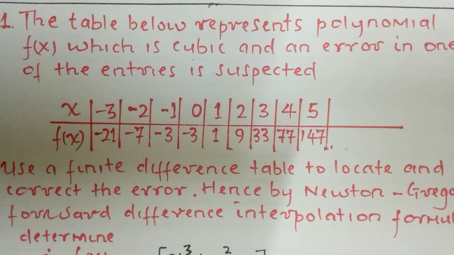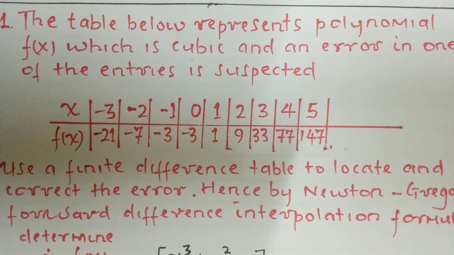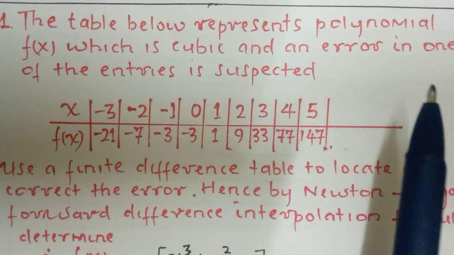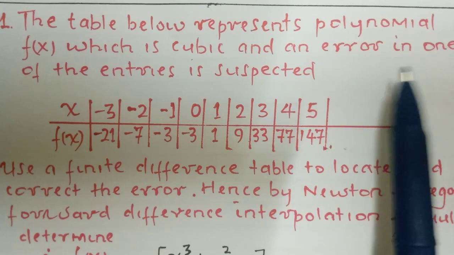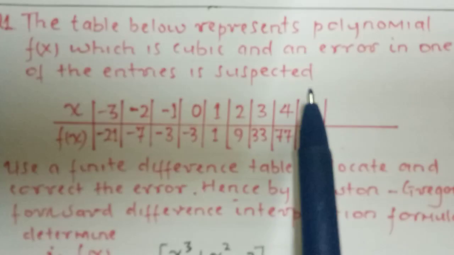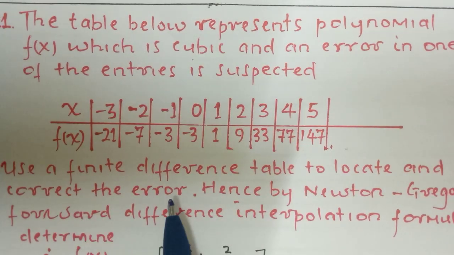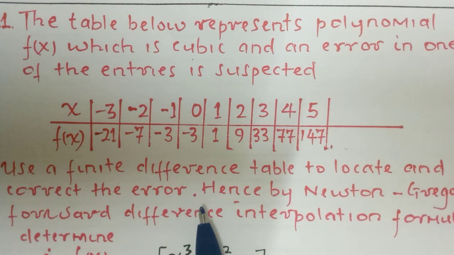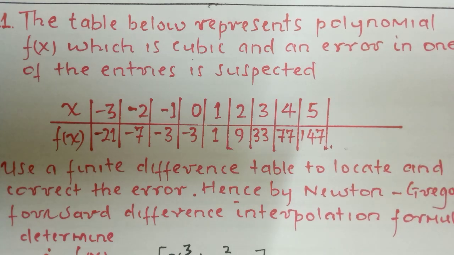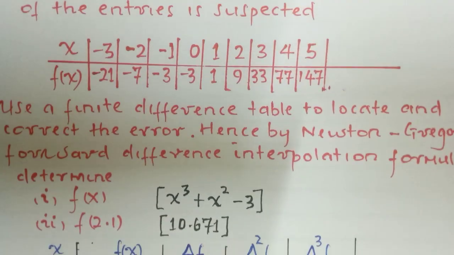So I read the problem and it says, the table below represents polynomial f(x) which is cubic and an error in one of the entries is suspected. Use a finite difference table to locate and correct the error. Hence, by the Newton-Gregory, sometimes also called Gregory-Newton, forward difference interpolation formula, determine, you are supposed to determine that, guys.